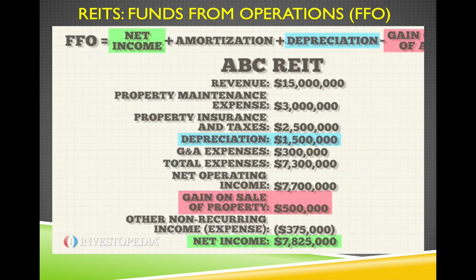So if you look at, just hypothetically, an ABC REIT, it's got $15 million of revenue. It's got some expenses to maintain the property and have insurance and real estate taxes. It's got a depreciation expense. It's got some general expenses like office expenses and the like. And so its total expenses lead to net operating income of $7,700,000. It also had a gain on the sale of property, and then it had some other non-recurring income or expenses. So its net income in this case is $7,825,000. But the funds from operations, you get to basically how much cash is being generated.